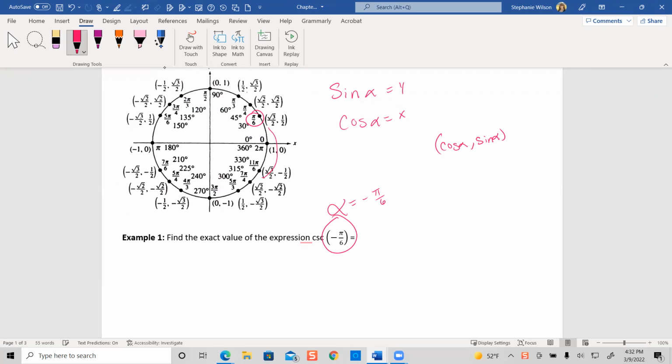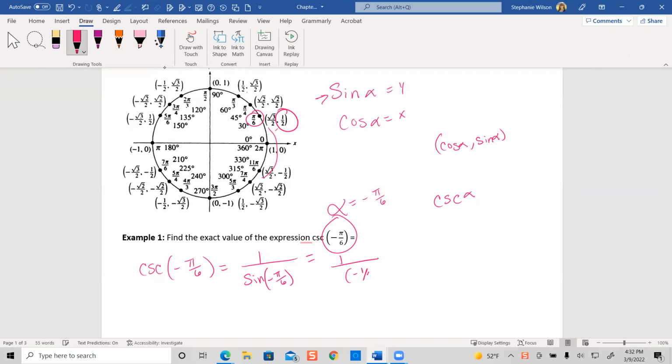So what we're going to do is rewrite it. I'm going to use sine because I know that cosecant is the reciprocal of the sine. So let's write it out. Cosecant of negative pi over 6 is equal to 1 over sine of negative pi over 6. Well, when we go over there and look, what do we see? We get one half for the sine value, but remember we had to go around the other direction, so we still have a negative value.